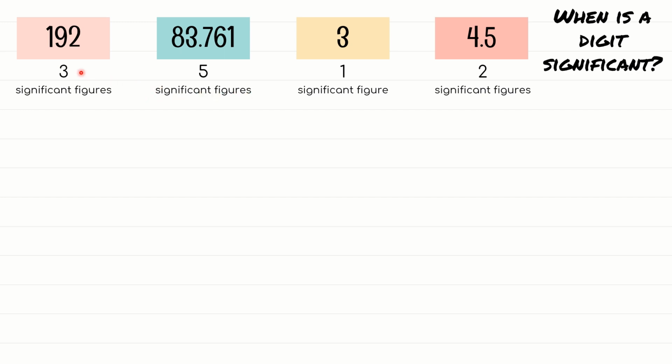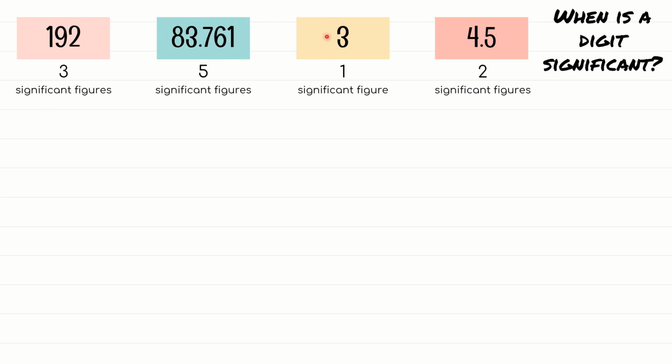I hope you realize that I actually counted the number of digits found in the number, in order to conclude the number of significant figures. So for instance, with the number 192, I see that I have the digits 1, 9, and 2, and conclude that there are 3 significant figures. Next, when I have the number 83.761, I see that I have the digits 8, 3, 7, 6, and 1. So there are 5 digits in total, therefore I have 5 significant figures.